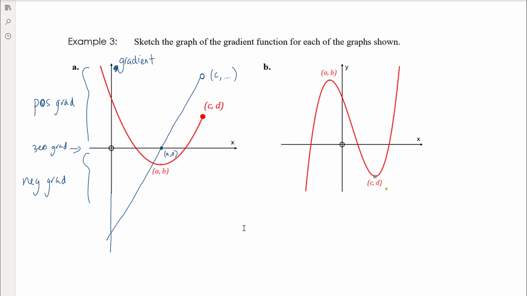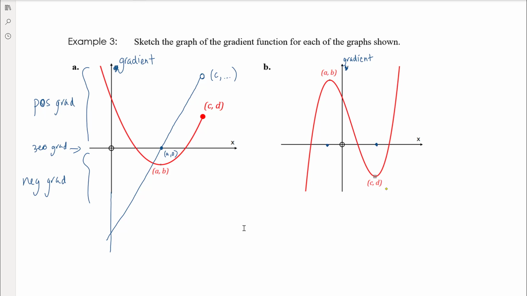Okay, so part B, again, we want to sketch the gradient function. So we're now thinking about our vertical axis as representing gradient. So when x equals something, what's happening with the gradient? Again, key points to start with would be places where you know the gradient is 0. So I know the gradient is going to be 0 at that turning point where x equals a, and I also know it's going to be 0 at that turning point where x equals c.